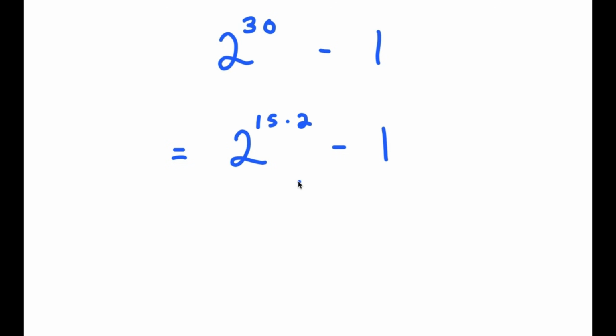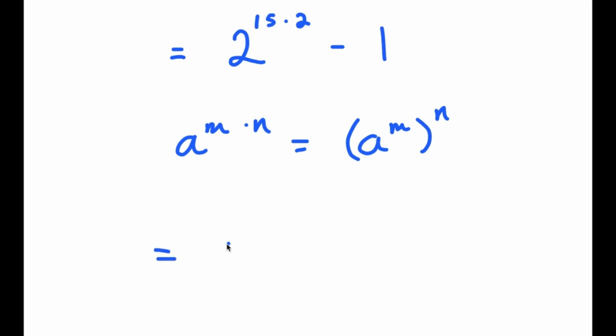Alright, so in this video, I'm going to solve the problem 2 to the power of 30 minus 1. To solve this, I'm going to rewrite this as 2 to the power of 15 times 2 minus 1. Now if I have something in the form a to the power of m times n, this is equal to a to the power of m to the power of n. So 2 to the power of 15 times 2 is the same thing as 2 to the power of 15 to the power of 2. And negative 1 is the same thing as negative 1 squared.